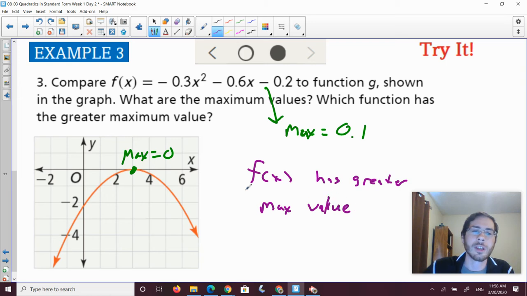Because again, we just have to look at our vertex, because the vertex will always tell us either the maximum or the minimum. And since we can tell it's opening down because of the negative sign, we know it's a maximum.